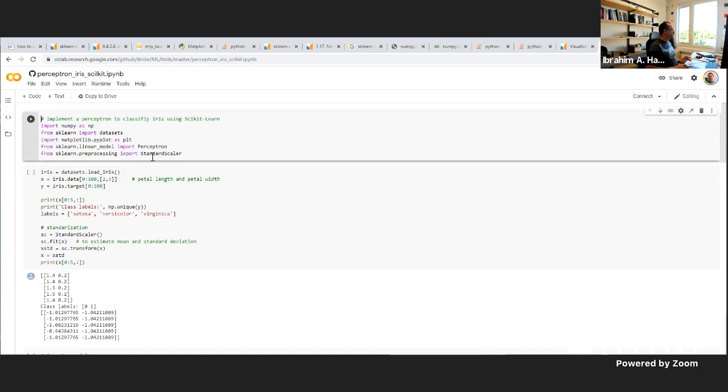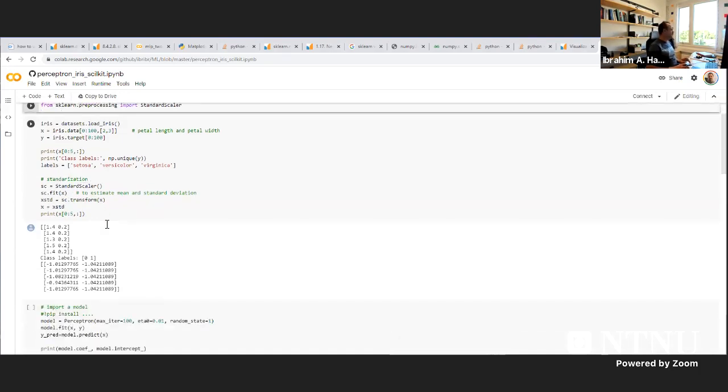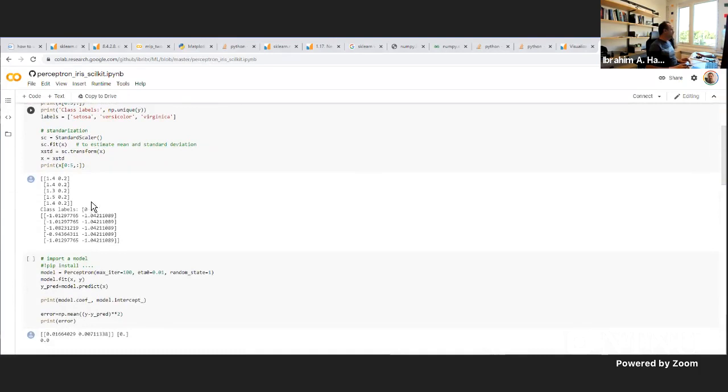You can just use StandardScaler from sklearn.preprocessing. It will be okay. But if you don't want to do it like this, it's quite simple. It will be x equals x minus x mean divided by x standard deviation. So it will be one line of code. So finally, we have standardized our data set.